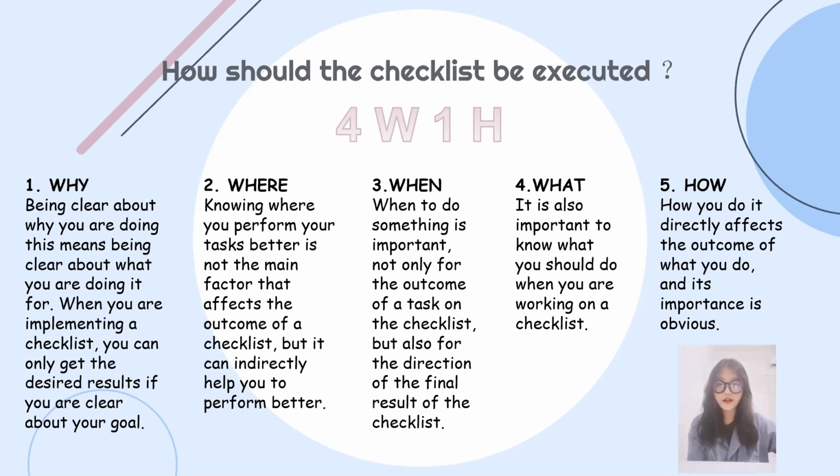The number five is how. How you do it directly affects the outcome of what you do, and its importance is obvious. Generally, the checklist will not write the steps of a task in detail, but simply remind you of what you should do. So, when you have a clear idea of how you are going to do something, you have an overall picture of what you want to do and are able to deal with unexpected situations as they arise.